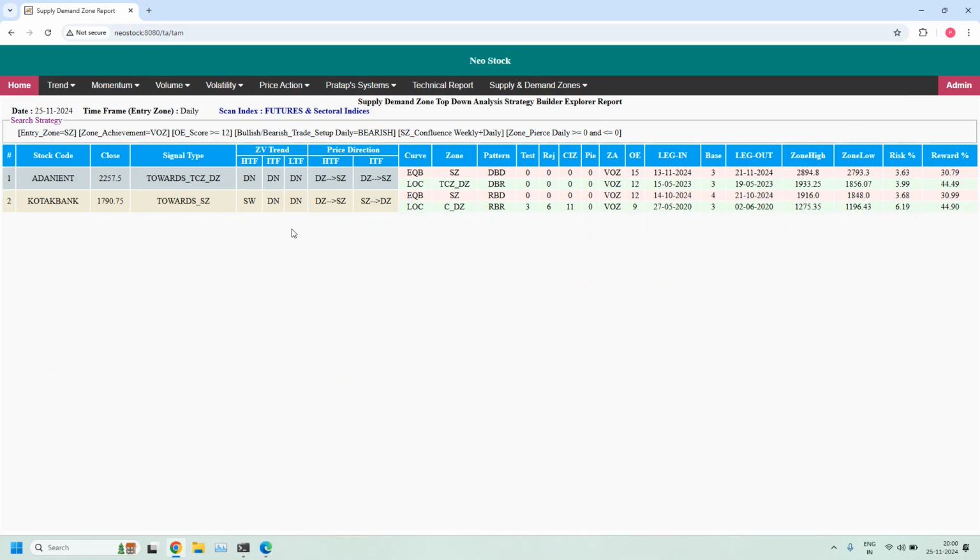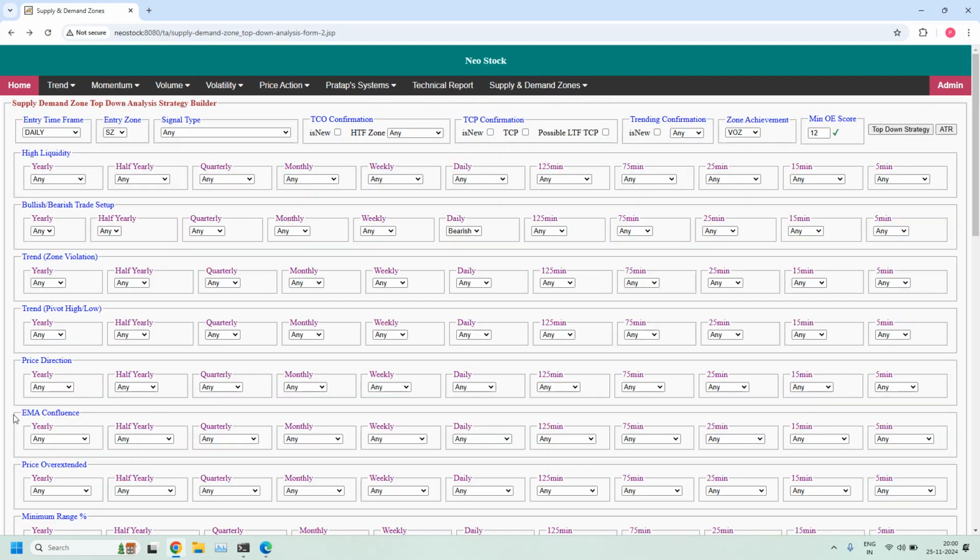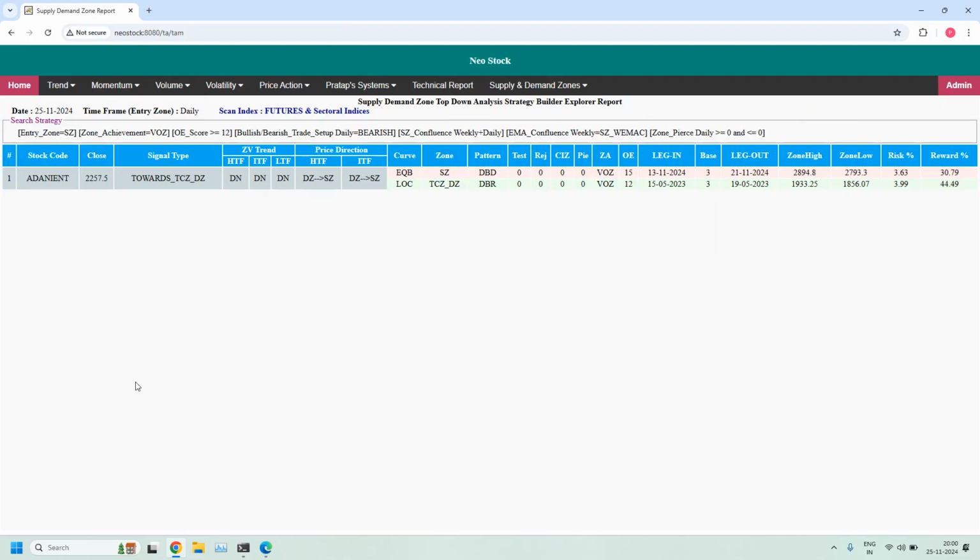And in both these stocks, the daily supply zone is part of the weekly supply zone and weekly trend is down. And if these weekly supply zones are having weekly EMA confluence, they are even more high probability trade setup supported stocks. So I enabled the filter. We got 1 stock. So this is even more high probability setup for bearish trade setup, monthly income trade.